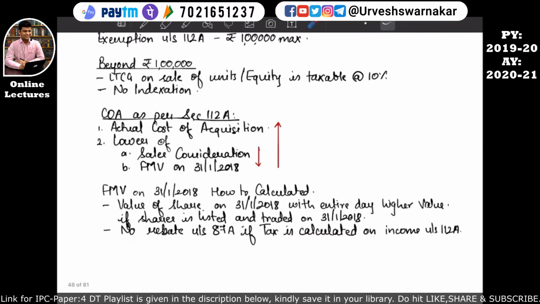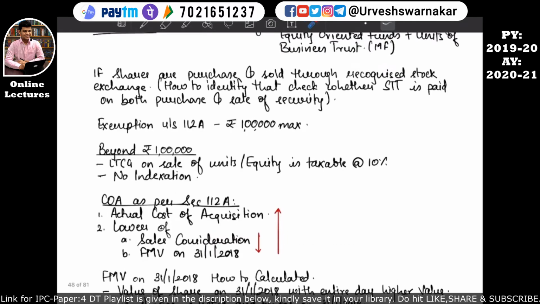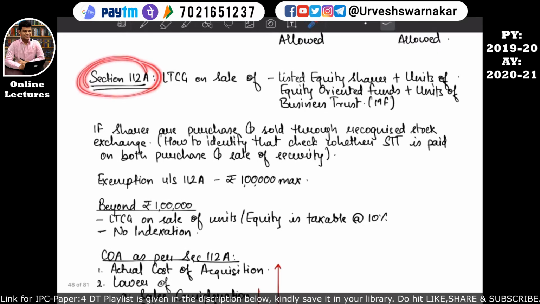So how to calculate this fair market value as on 31st January 2018 is what is given over here. The value of the shares on 31st January 2018 is the entire day's higher value if the share is listed and traded on 31st January 2018; that we have to consider. Don't worry, I'll explain with the help of an example. No rebate under section 87A is available if tax is calculated on the income taxable under this section, that is section 112A.